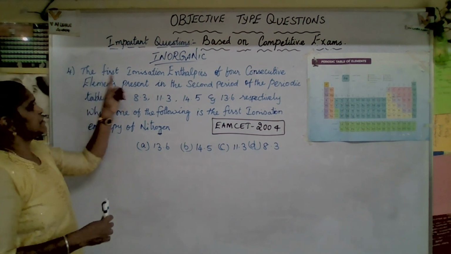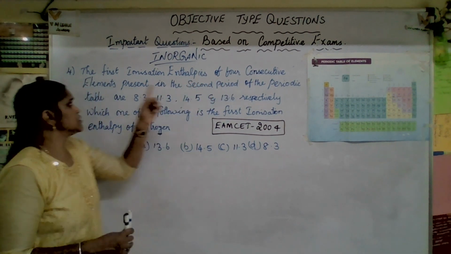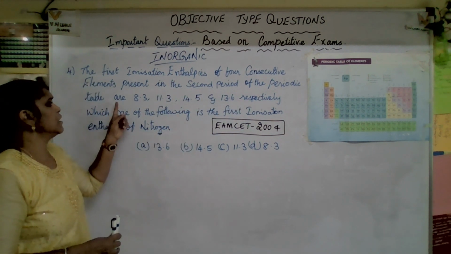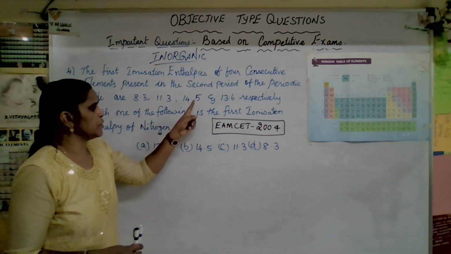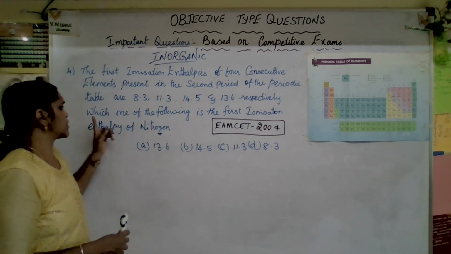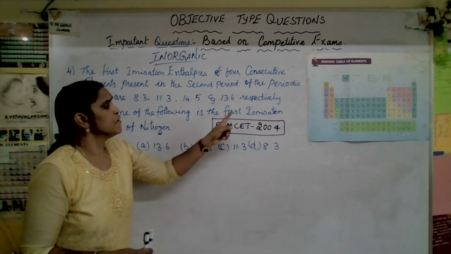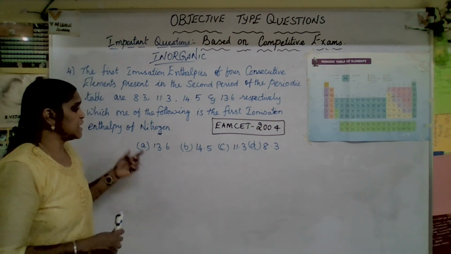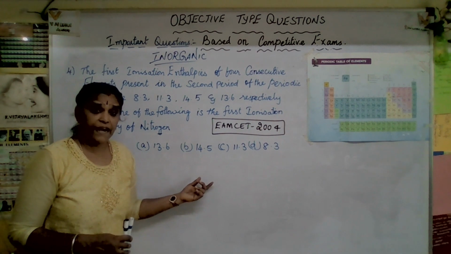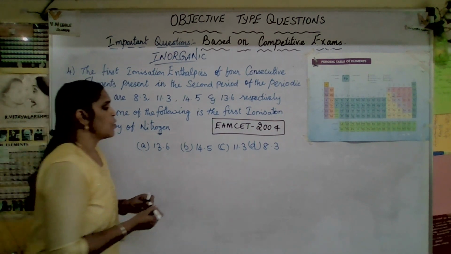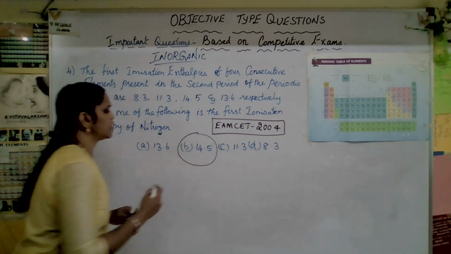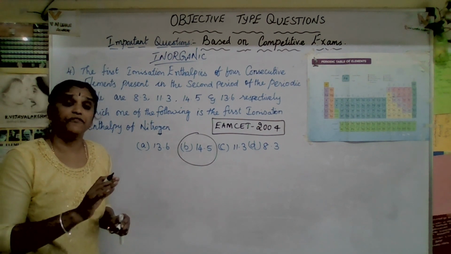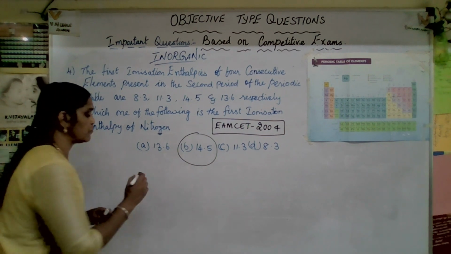The next question: the first ionization enthalpy of four consecutive elements present in the second period of the periodic table are 8.3, 11.3, 14.5, and 13.6 respectively. Which one of the following is the first ionization enthalpy of nitrogen? Definitely, the first ionization enthalpy of nitrogen is actually maximum. The answer will be 14.5. Why? Because nitrogen has a half-filled and stable electronic configuration.